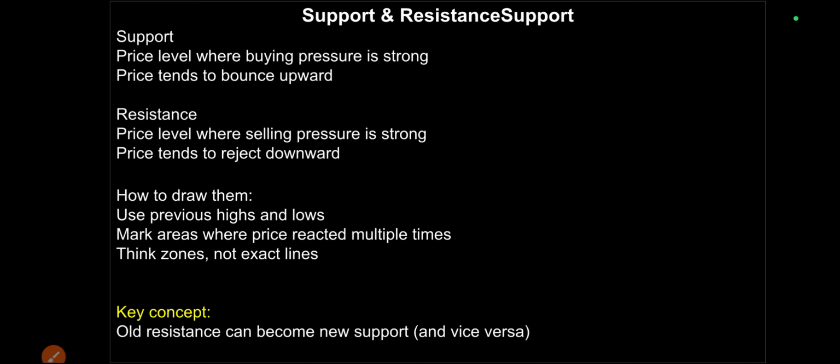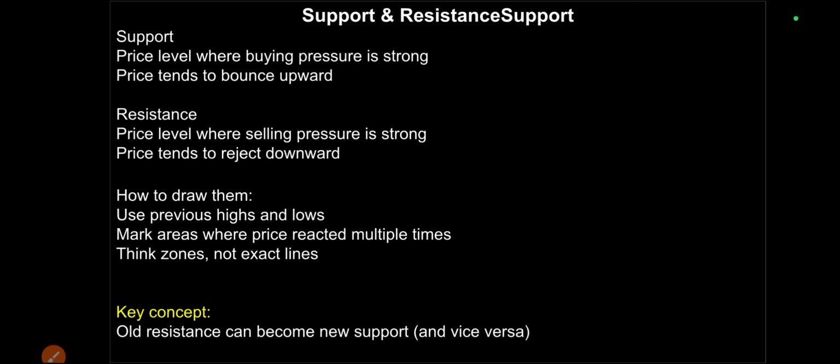So support and resistance. Support, price level where buying pressure is strong, price tends to bounce upward. While resistance, price level where selling pressure is strong, price tends to reject downward. So how to draw them? Use previous highs and lows. Mark areas where price reacted multiple times. Think zone, not exact lines. Also key concept: old resistance can become new support, and old support can become new resistance.